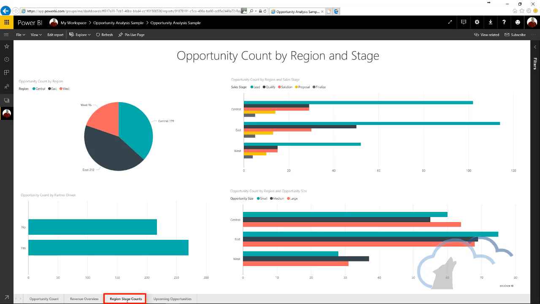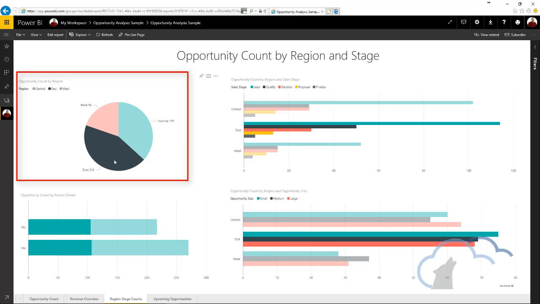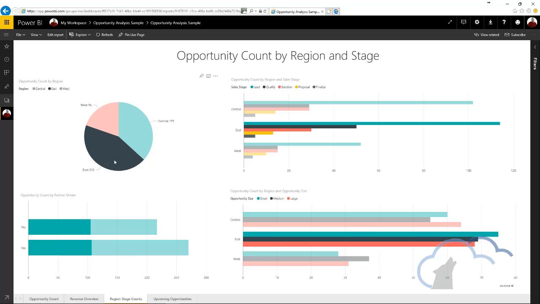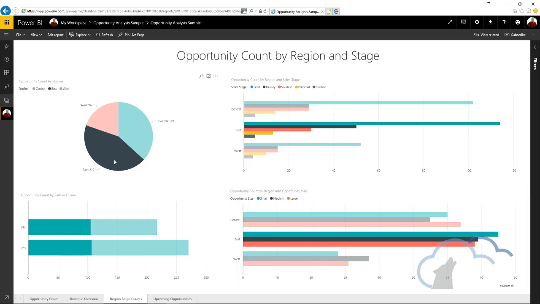Page 3 of the report is titled Regional Stage Counts. This page looks at similar data but breaks it down by region and stage. Filtering by East, I'll select East in the pie chart, this reveals that the opportunities in the East are split almost equally between partner-driven and non-partner-driven. Large opportunities are most common in the Central region. Small opportunities are most common in the East region, and medium opportunities are most common in the West region.